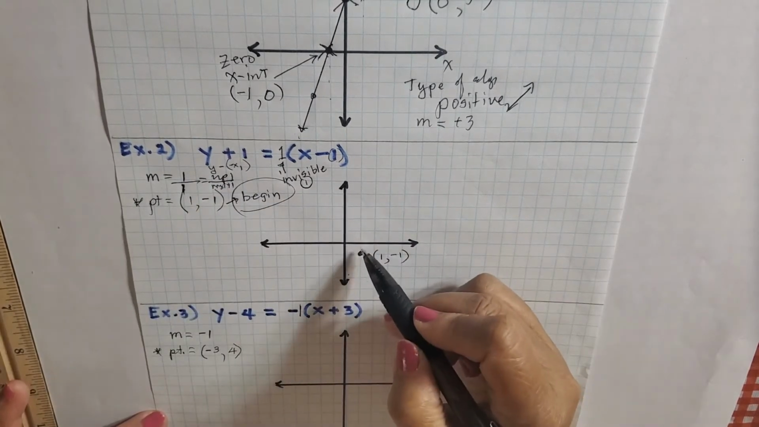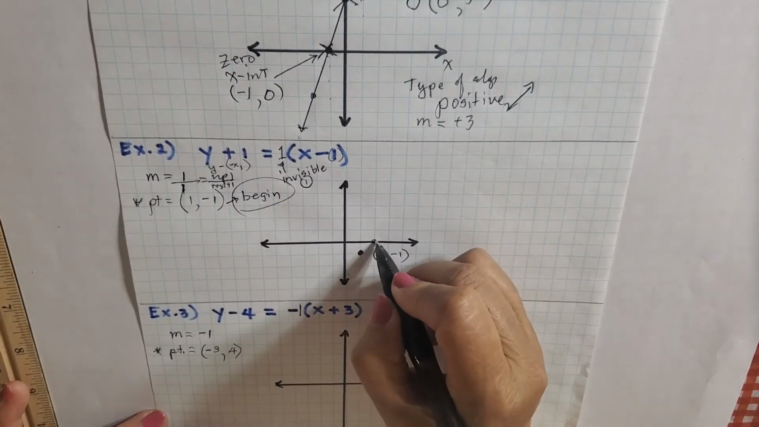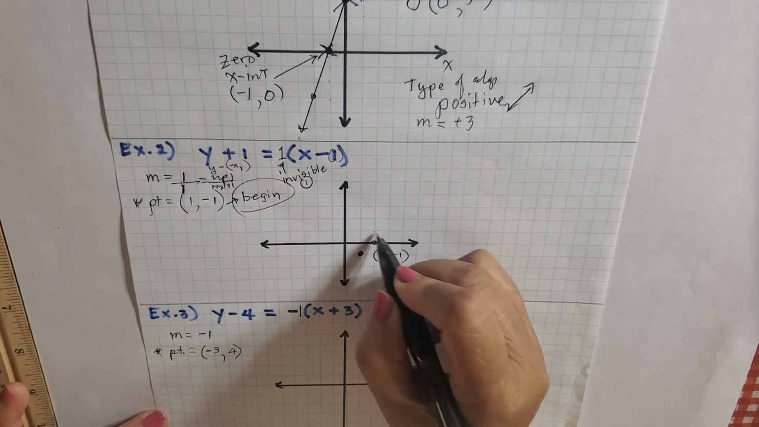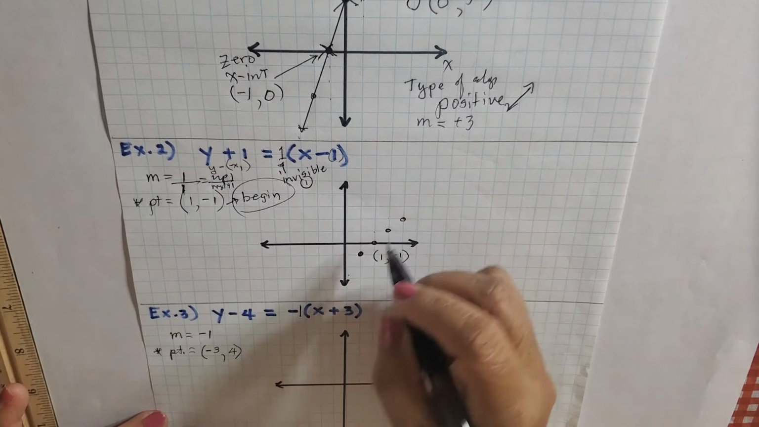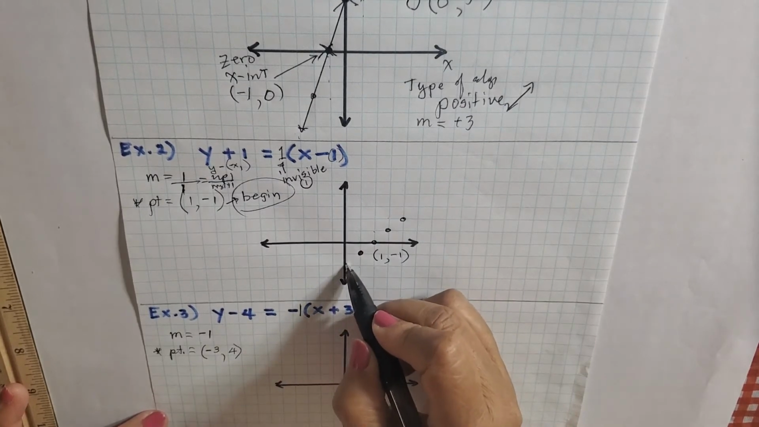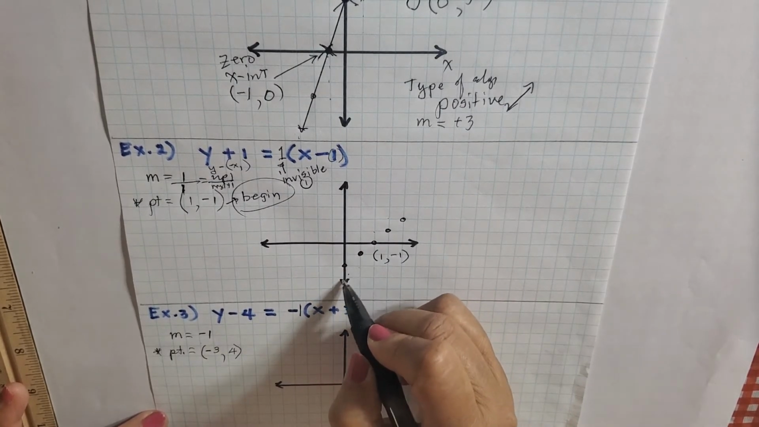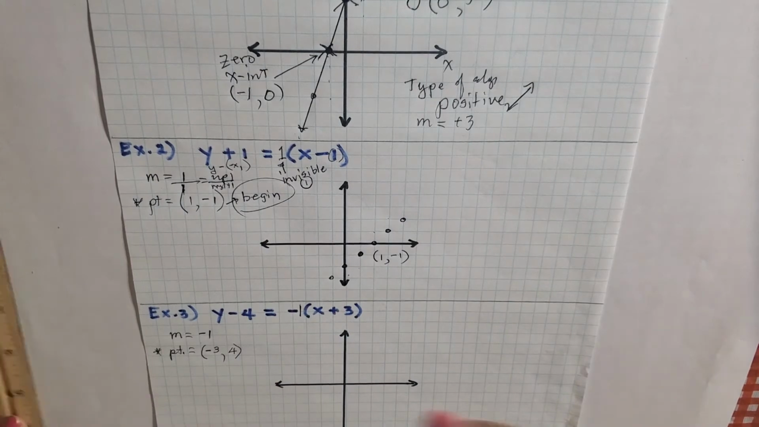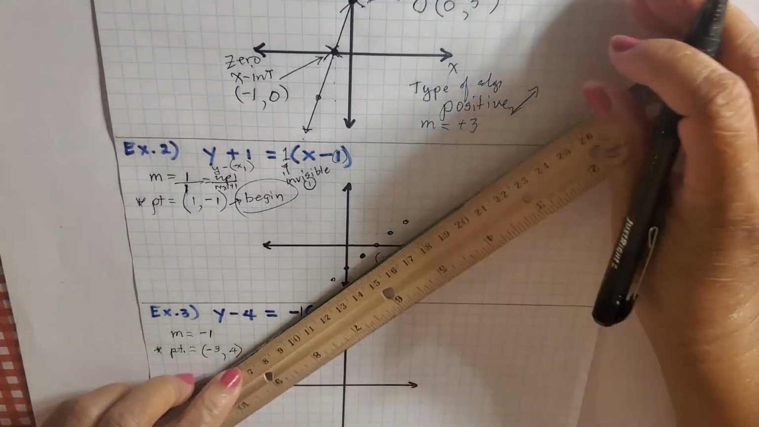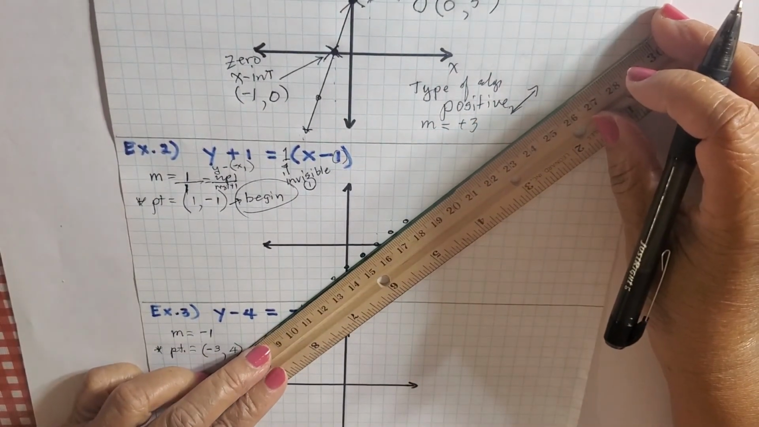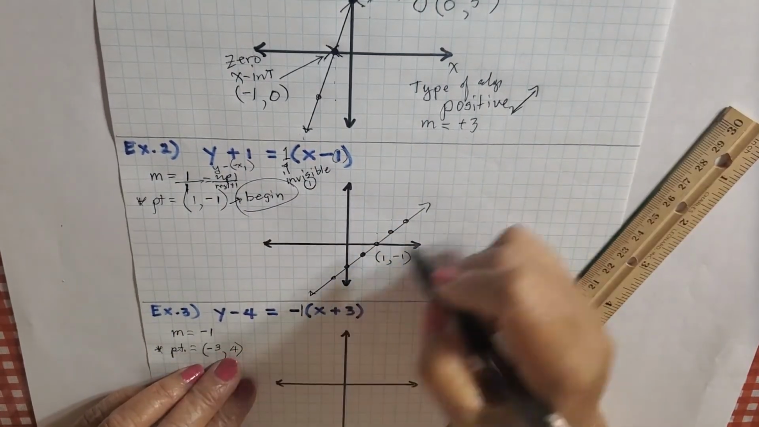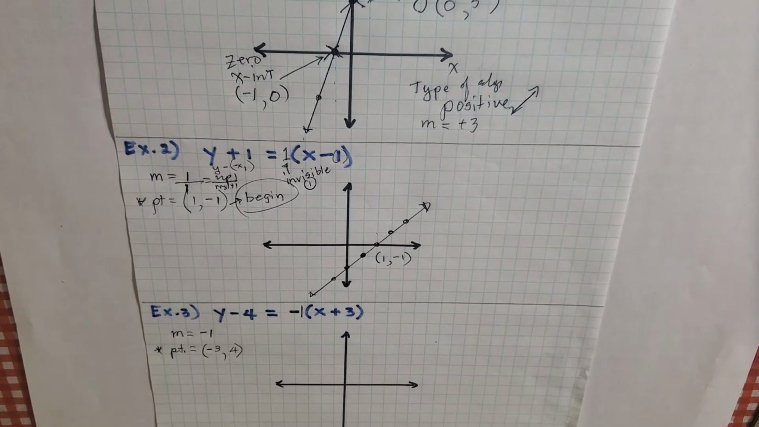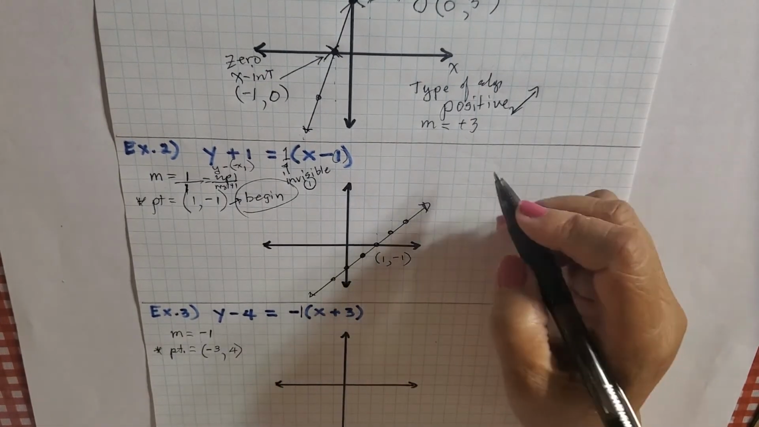So from here, I go up 1 to the right 1 point, up 1 to the right 1 point, up 1 to the right 1 point, then down 1 to the left point, down 1 to the left 1 point. Now I will start graphing. Once I have the graph, I will look at the key features.